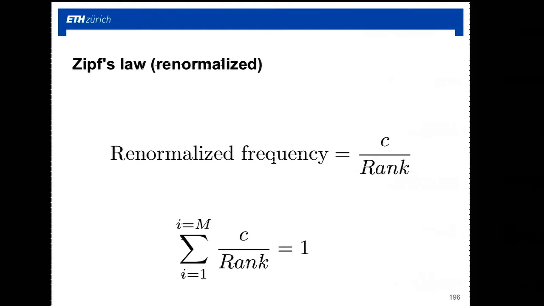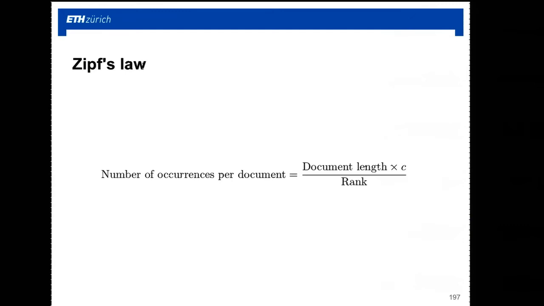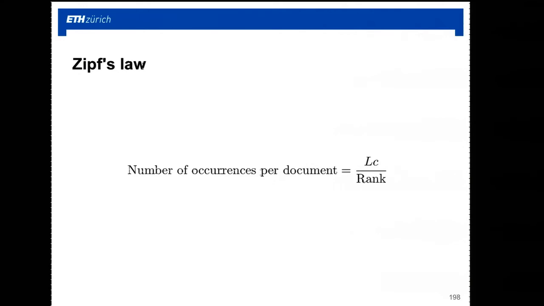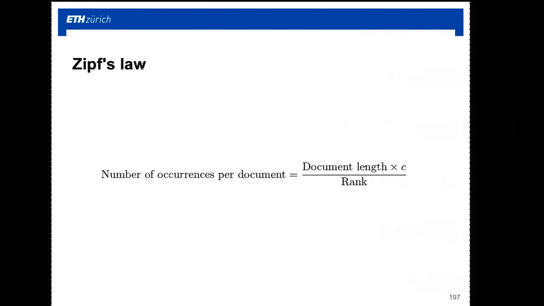That gives us, if you look at the number of occurrences per document that a term appears, the document length times c divided by the rank. So it's the document length multiplied by some occurrence frequency, which gives us L times C divided by the rank. I'm just calling the document length L.